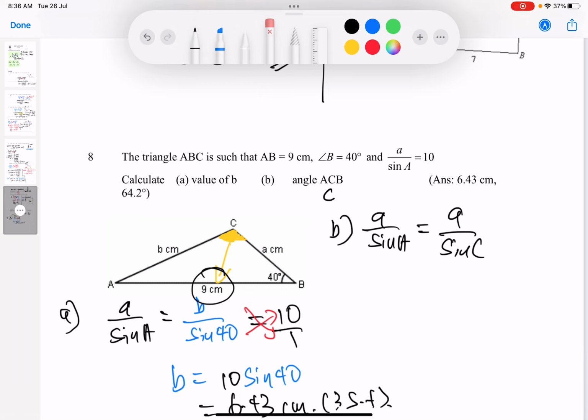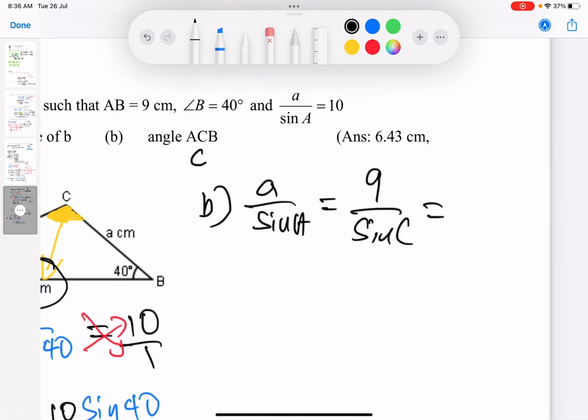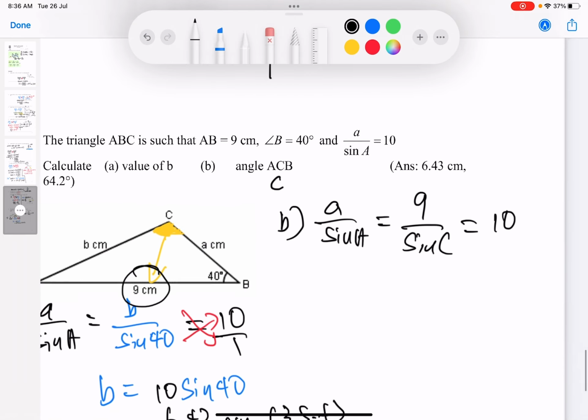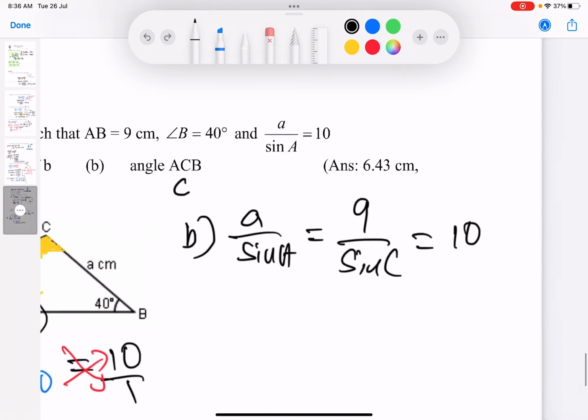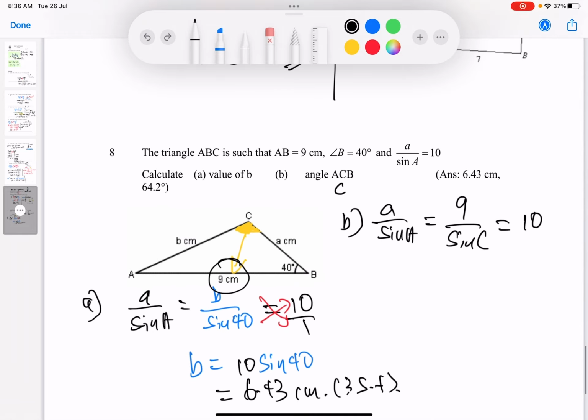Let me write it properly, in case. Bad handwriting should never be an excuse. Okay, so this is 9 over sine C. And I know that this one will be equal to 10, because A over sine A is equal to 10. Now with this, am I able to find out what sine C is? I pause here for a moment. You must make sure you can do this. You understand what I'm doing. I explain one more time because this is the last question already.